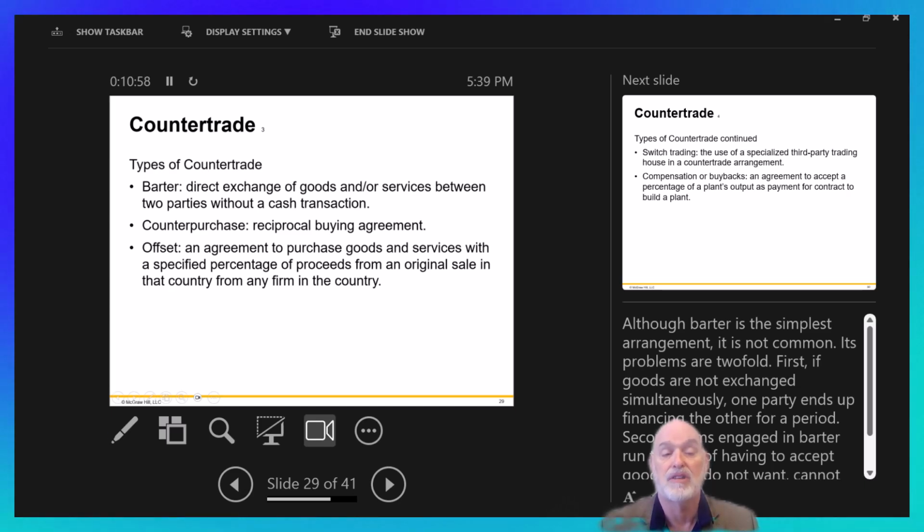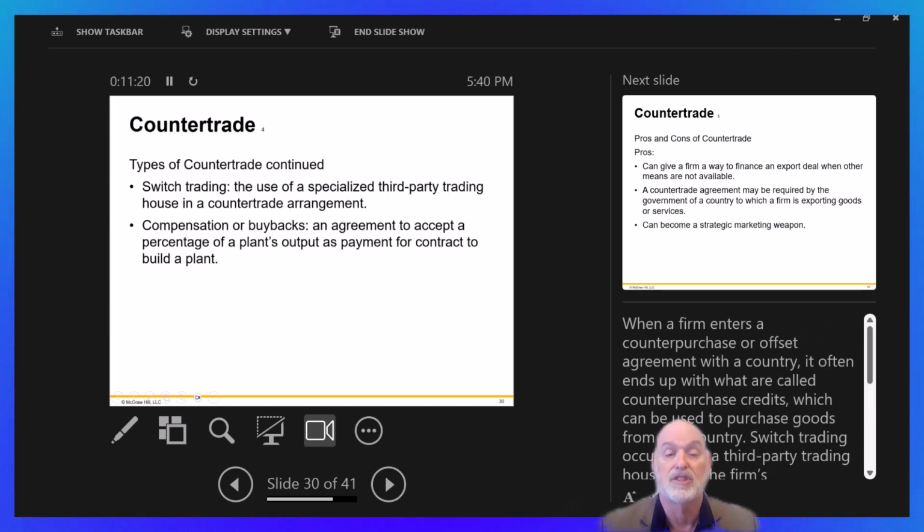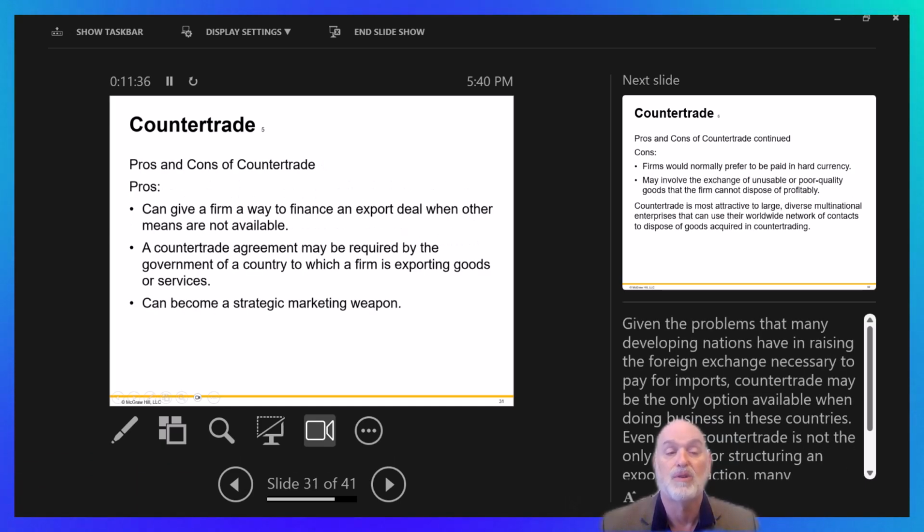The types of countertrade: we have barter, direct exchange of goods and/or services between two parties without a cash transaction; counter purchase, a reciprocal buying agreement; and an offset, an agreement to purchase goods and services with a specified percentage of proceeds from an original sale in that country from any firm in the country. Types of countertrading, continued: switch trading, the use of a specialized third-party trading house in a countertrade arrangement. Compensation or buybacks, an agreement to accept a percentage of a plant's output as payment for a contract to build a plant.